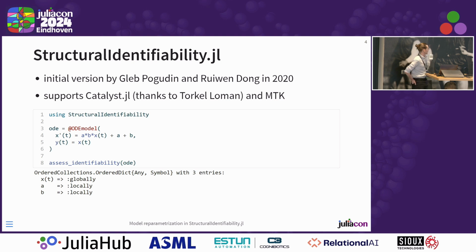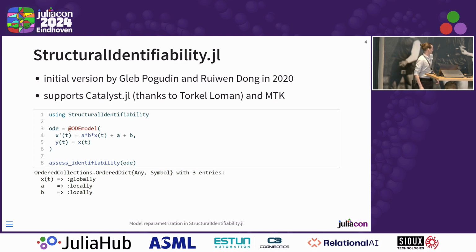And so the usage is fairly simple, right? You just import the package, describe the model in a simple domain-specific language, and put all the outputs that you observe in y equals the output that you see. Now you can just pass the model to the assess identifiability function and get some nice result.